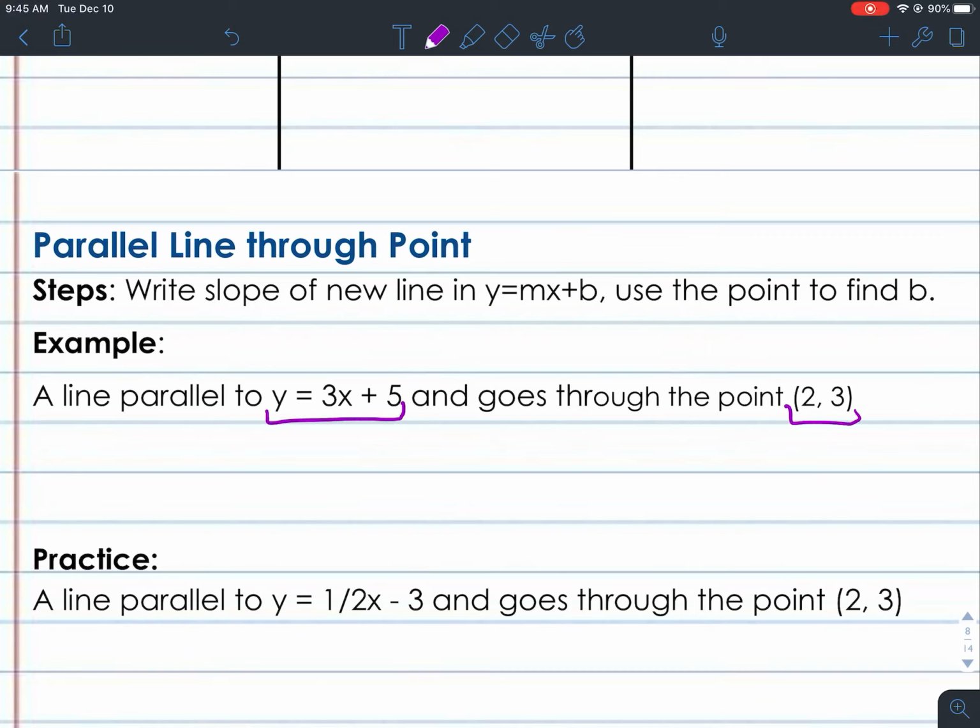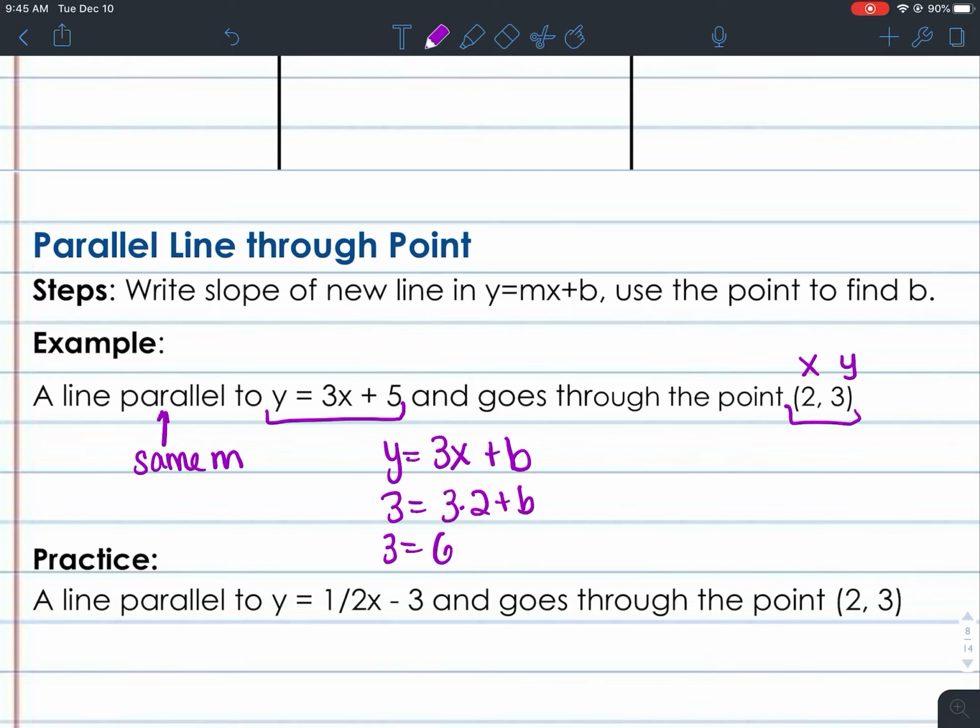So it's not going to be the same line. But we know that parallel lines have the same slope. So my new line is y equals 3x plus or minus something. To figure out what exactly that is, we're going to substitute in x and y into our equation. So we get 3 equals 3 times 2 plus b.